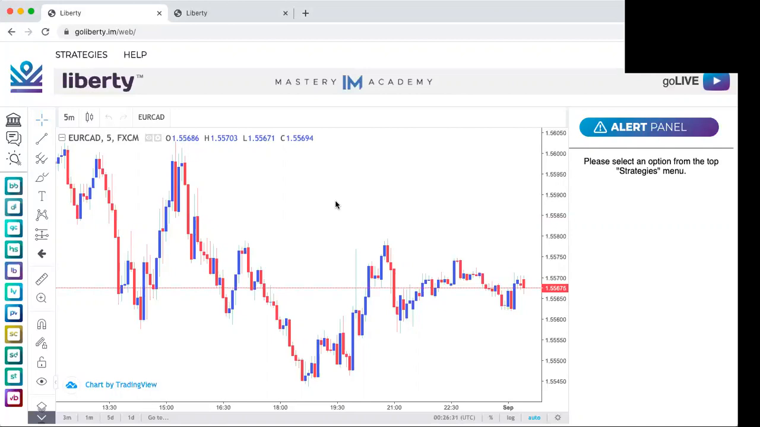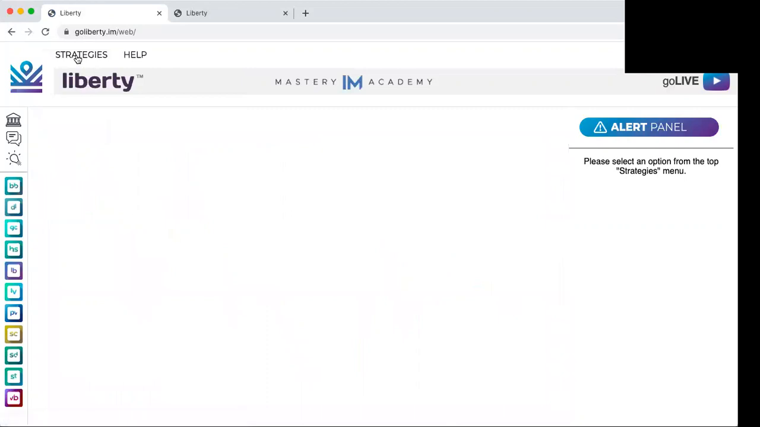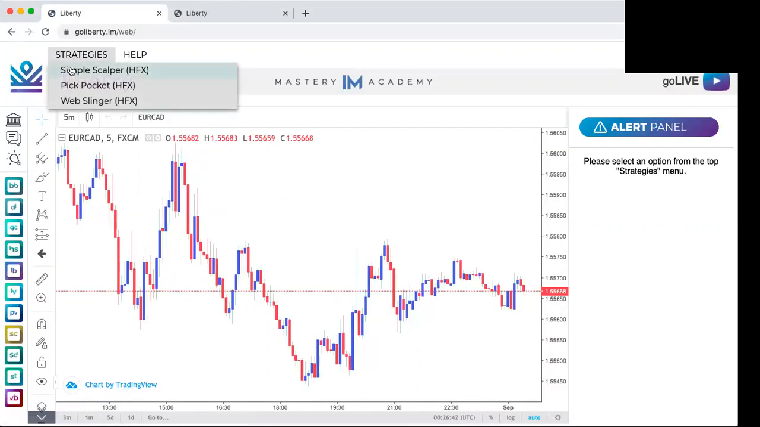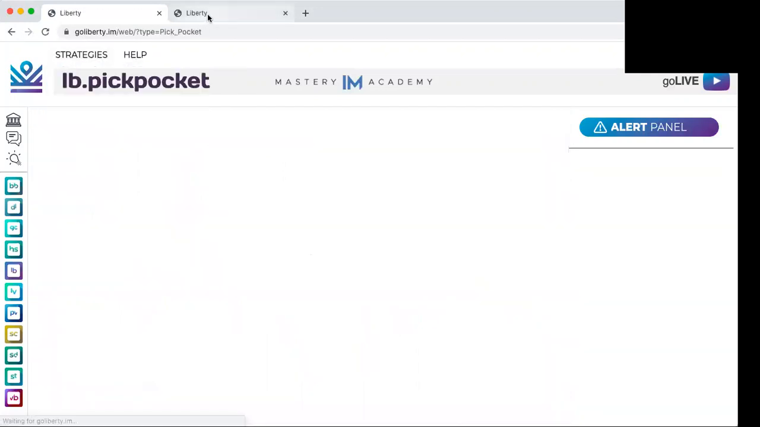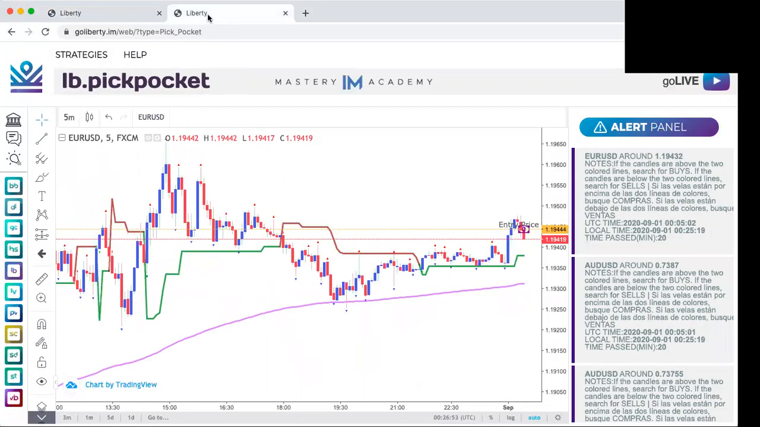So when you pull this particular tool up, when you log in via I Am Master Academy, you're going to go to the top left-hand corner. You can go to Strategies. Now, when you go to Strategies, it's going to give you Simple Scalper, which we went over in my last video. And then today we're going to go over Pickpocket. So you'll click on Pickpocket, and it's going to pull it up. So it's going to look like this.